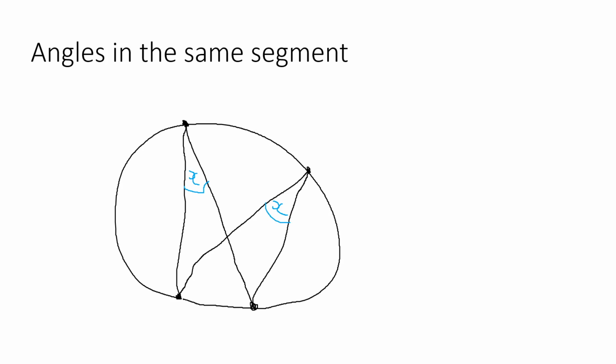Likewise, if I label this y, this will also be y. And then if this is z, it's also z. But also these are vertically opposite, so of course this is going to be z and this is going to be z. Okay?